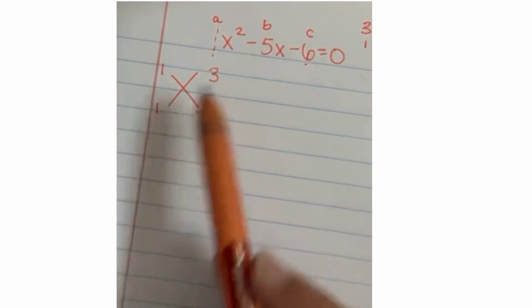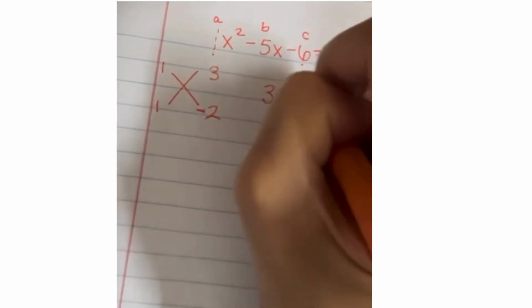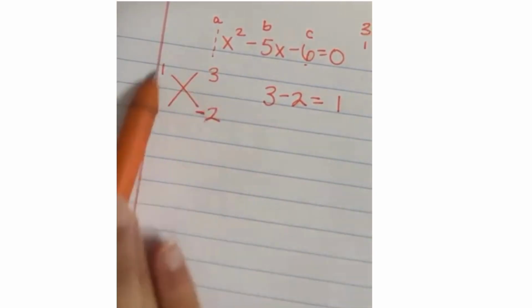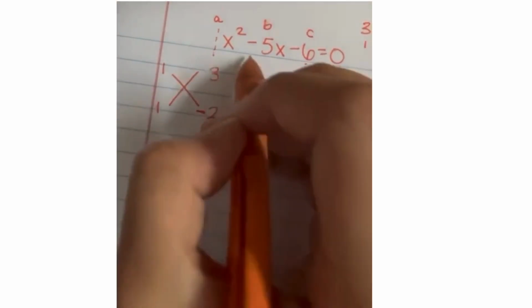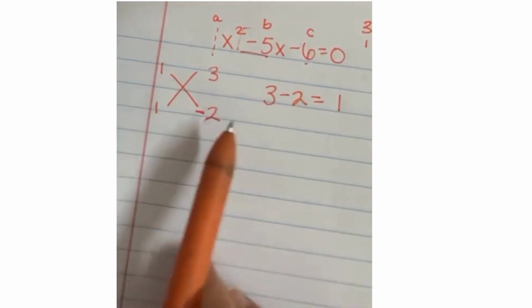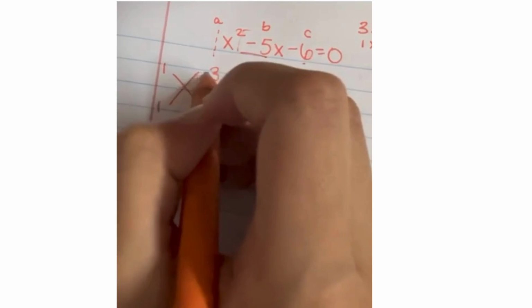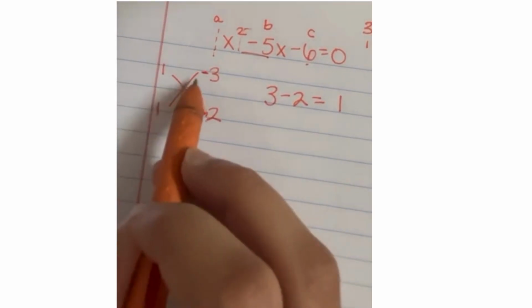Okay, our next step is to now multiply these. So we can see that this one is pointing towards this 3, that means we multiply these two. So 1 times 3 is 3, and 1 times negative 2 is negative 2, which is 1. And when we're doing this, whatever we come up with, we want the answer to equal b, negative 5. As you can see, that 1 does not equal negative 5. So that means these two do not work.